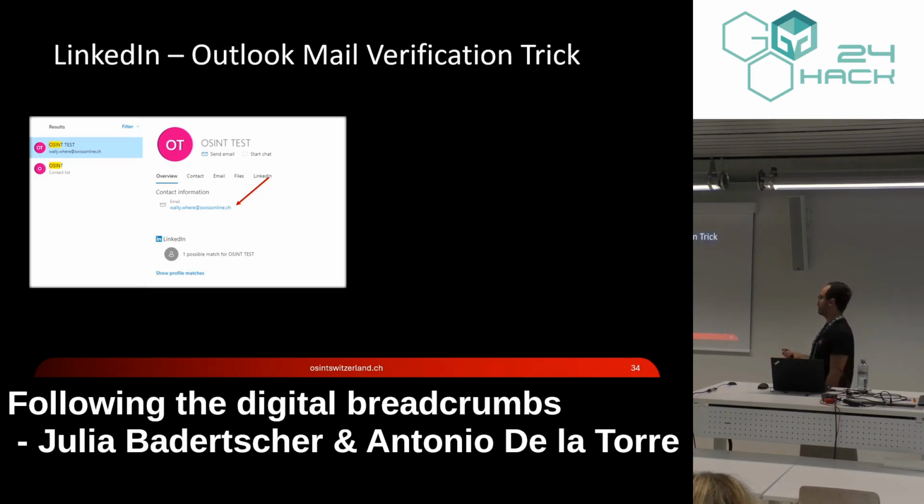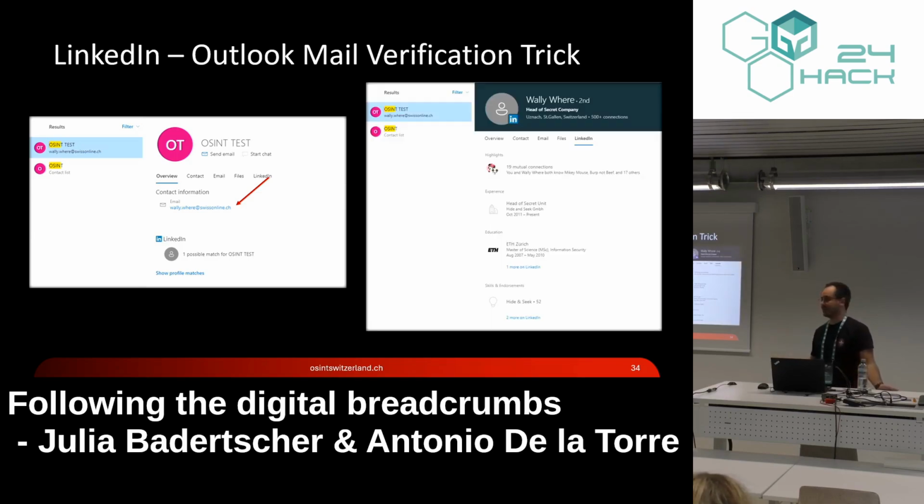If we add an account to our Outlook email, just a certain account, we can call it however we want, OSINT test or whatever, it will show us if that account has a related LinkedIn profile. So by doing that, we can find the LinkedIn profile of this person, and we know that he is head of the secret unit, Hide and Seek. We know that we have a couple of friends in common, like Mickey Mouse and Bernard Piff, and we know also that he studied at ETH. And because we know this person, we know that this is actually the real person that we're talking about.